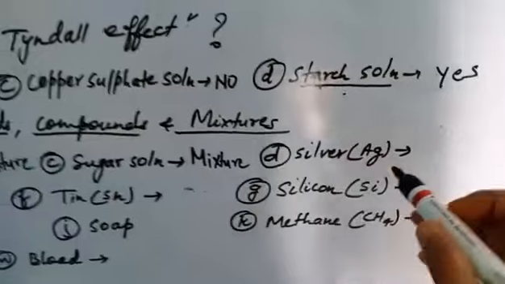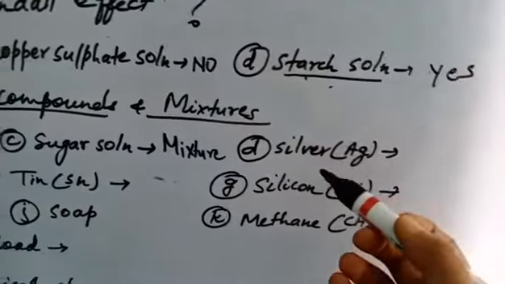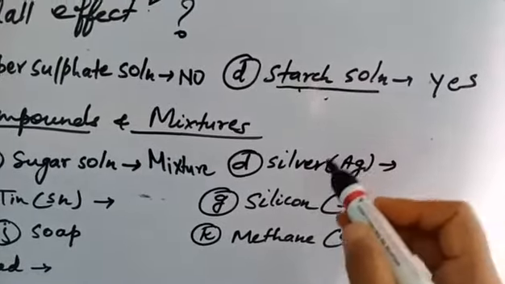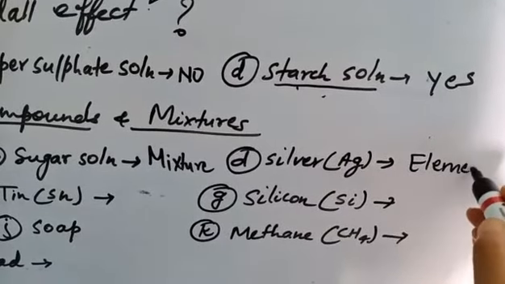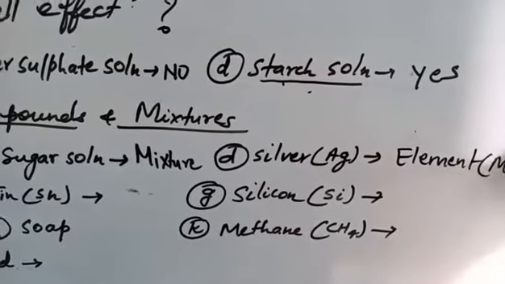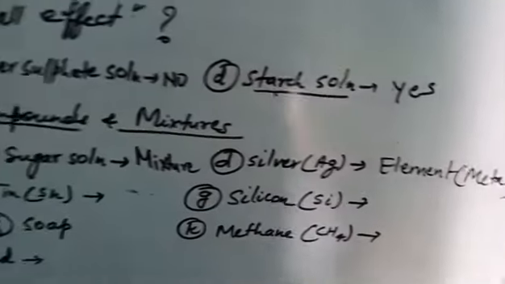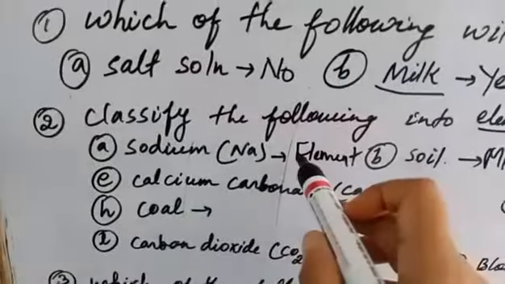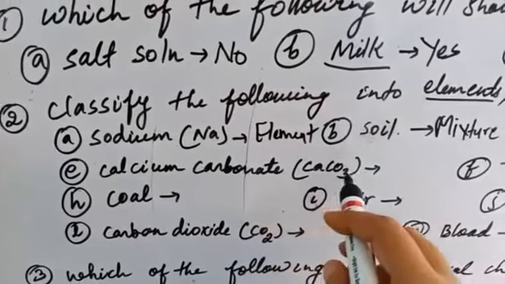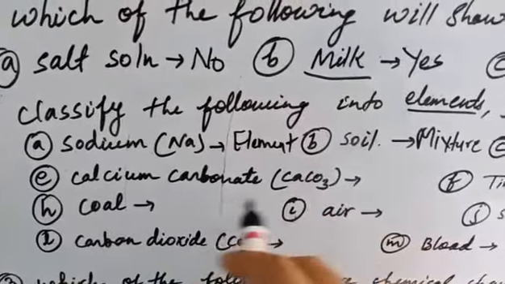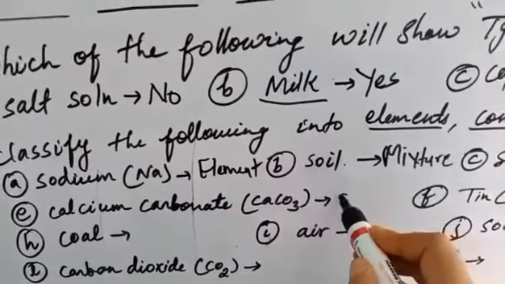Okay. Silver is a metal. It is an element. Symbol of silver is Ag. So we will write here element. In element also it is what? A metal. Okay. Sodium also is an element and it is a metal. Calcium carbonate, CaCO3. So it is a compound.